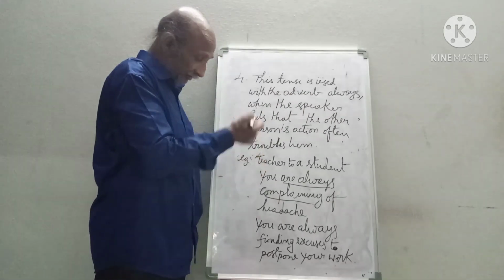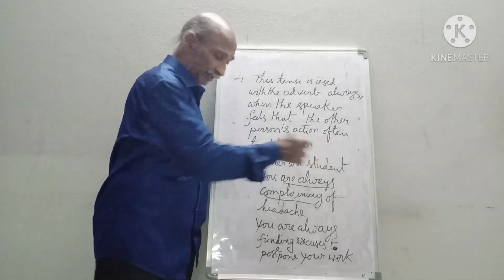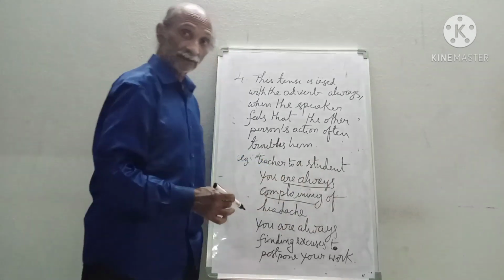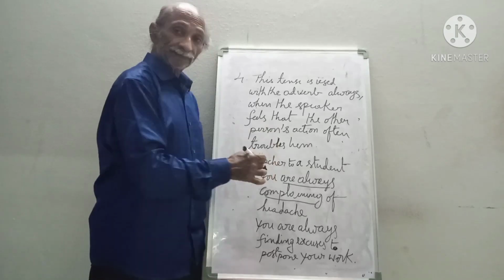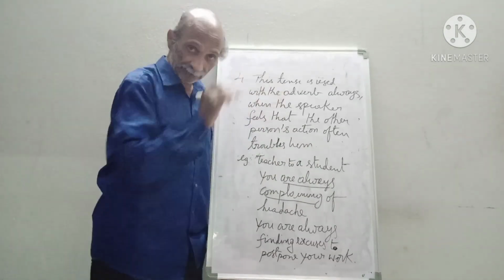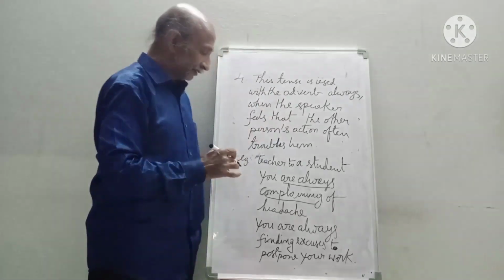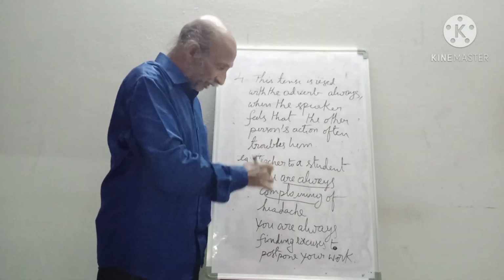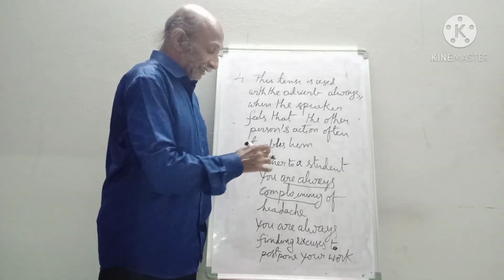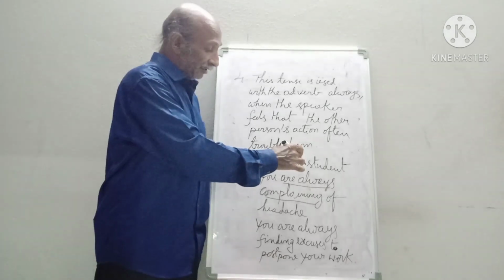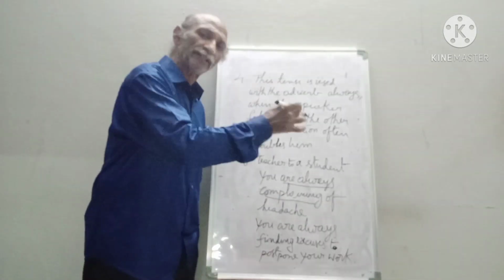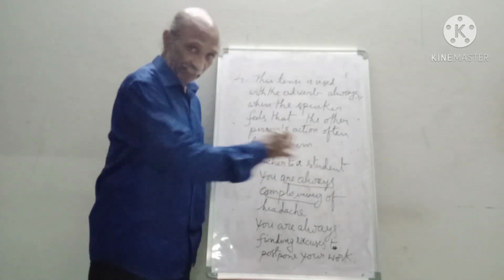Take a look at the example here. Teacher is talking to a student. You are always complaining of headache. Here, a student often tells the teacher that he has a headache to leave the class in the middle. So here, the teacher is troubled by the action of the student. He doesn't always say that he has a headache, but quite often, that means 3 or 4 times in a week, he says that he has a headache.